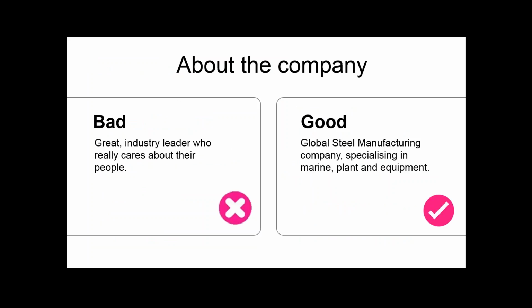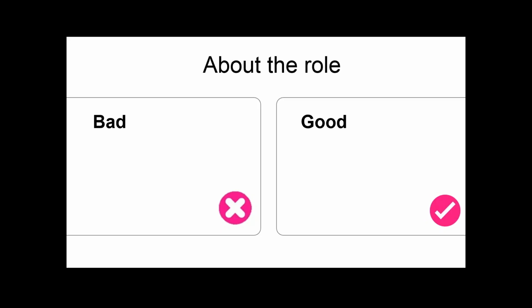So it's a global steel manufacturing company specializing in marine plant and equipment, and you could even say with a small team of 50. Okay, that might be what you want to say, or a large staff employing more than 1,000 people. That sort of thing you could always tack onto the end of it as well.